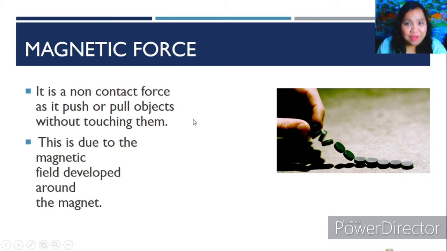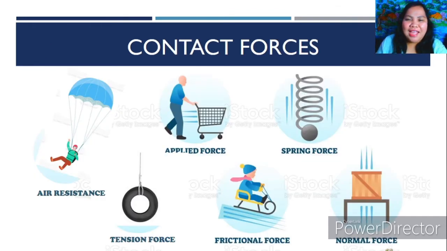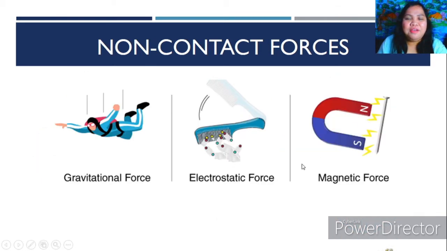And the last one for non-contact force, we have magnetic force. This is a non-contact force as it pushes or pulls objects without touching them. This is due to the magnetic field developed around the magnet. So now we have a summary of the following forces. For the contact forces, we have the air resistance, applied force, spring force, tension force, frictional force, and normal force. For the non-contact forces, we have the gravitational force, the electrostatic force, and the magnetic force.